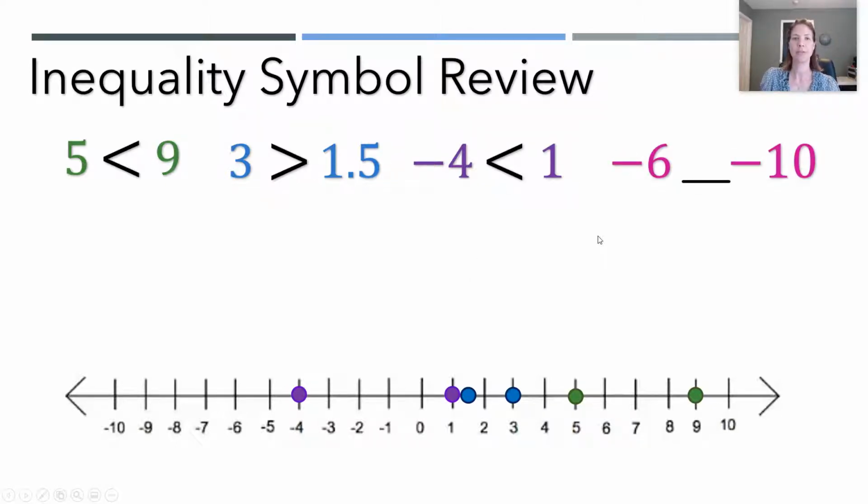Now, here's where people tend to get these mixed up because you have to think about what it means. A negative 10 is further on the left and a negative 6 is further to the right and closer to 0. So if you owe $10, negative 10, that means you have more debt and you technically have less money. So negative 10 is a smaller value than negative 6. Therefore, negative 6 is greater than negative 10.